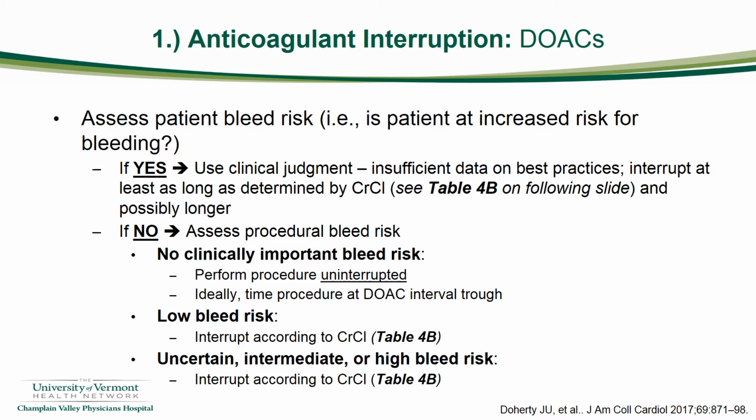If a patient is not at an increased bleeding risk, then we look at the procedure itself to assess the procedural bleed risk, as we talked about on the previous slide with the different procedures and their different degrees of bleeding complications. So if the procedure is deemed to have no clinically important bleed risk, it's recommended to perform the procedure uninterrupted, and ideally in this scenario we would time the procedure at a DOAC interval trough when possible. For low bleed risk procedures as well as uncertain, intermediate, or high bleed risk procedures, we'll interrupt according to patient's renal function and their creatinine clearance, again as we'll talk about with table 4B on the next slide.